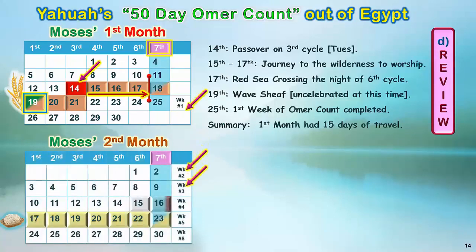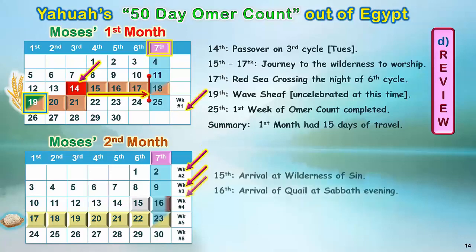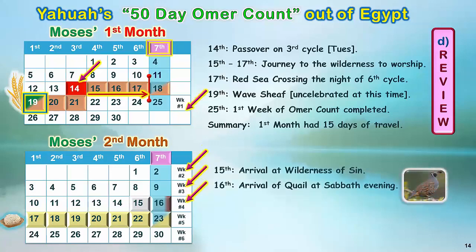How about the second month? There we see weeks 2 and 3 completed. The 15th was the arrival at the wilderness of Shin, and the 16th is the arrival of quail at Sabbath evening. And the 17th to the 22nd is the first manna week.